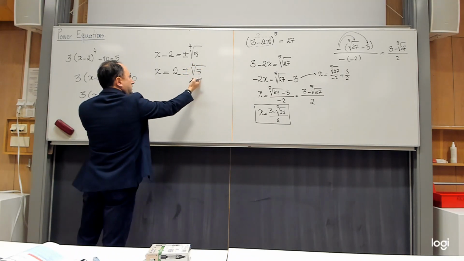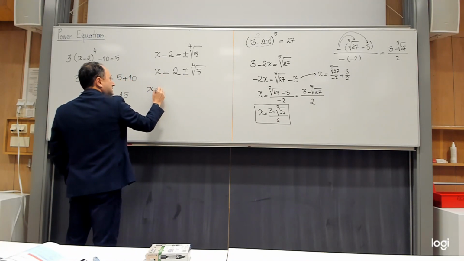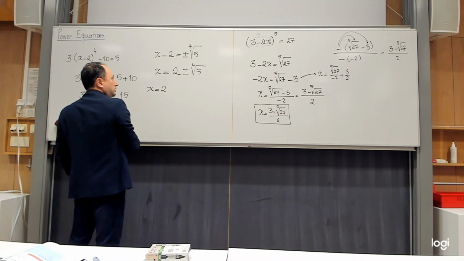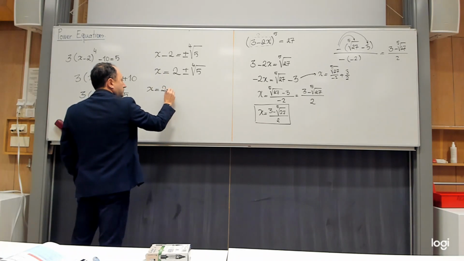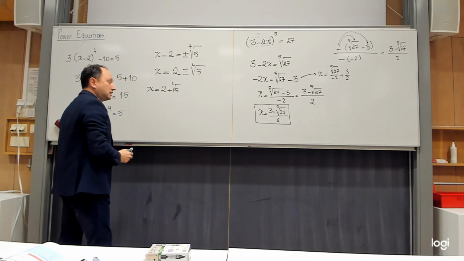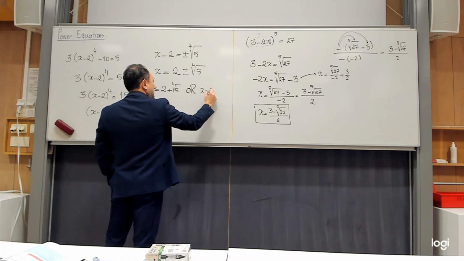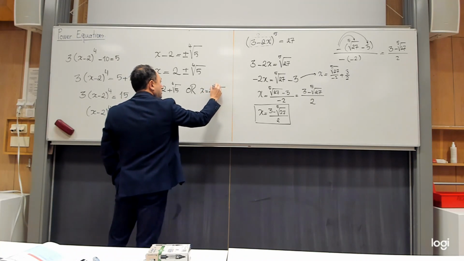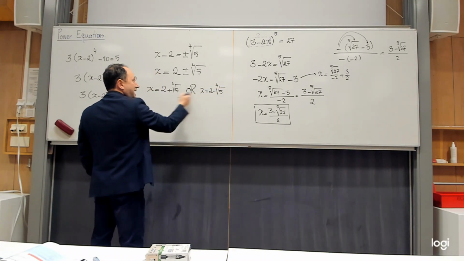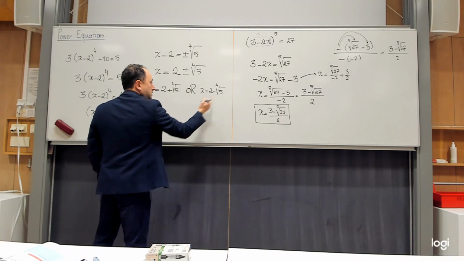If I ask you what is the meaning of this symbol, you say that this means the answer that I am looking for. There are two answers. One of them is this strange number, but that's a number. The other one is this number. You don't have to write this, but you have to understand this is the shorthand way of writing this sentence.